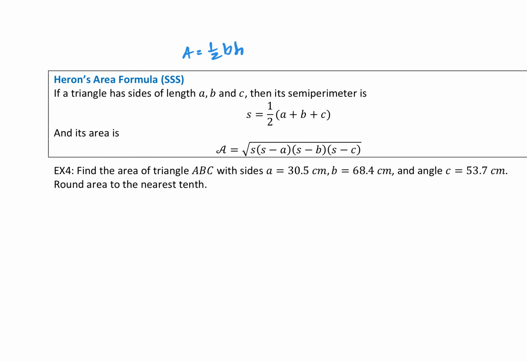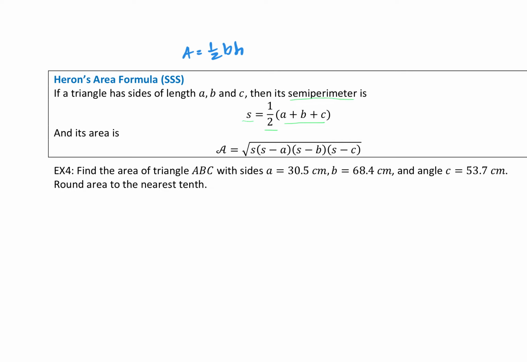So Heron's formula, in order to use it, first of all, you have to remember that the perimeter of a triangle, the distance around, is just adding up the three sides. In this case, we have a triangle with sides A, B, and C. So if we were to add up the three sides, A plus B plus C would give us the perimeter, but we want to take half of that. So it's kind of similar to this other area formula that we're used to using. If we're taking half of the perimeter, what we call that is the semi-perimeter.